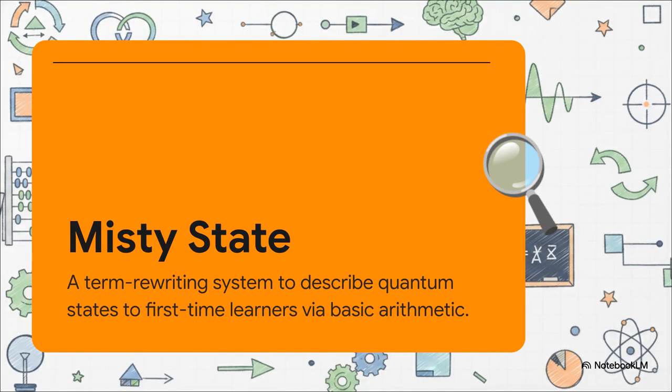So what exactly is a MISTY state? Well, at its core, it's what we call a term-rewriting system. That means it describes quantum states using a tiny, universal set of gates and basic arithmetic. You simply replace symbols according to specific logical rules. So instead of solving massive differential equations, you just follow a step-by-step substitution process. It's almost like a giant logical puzzle.